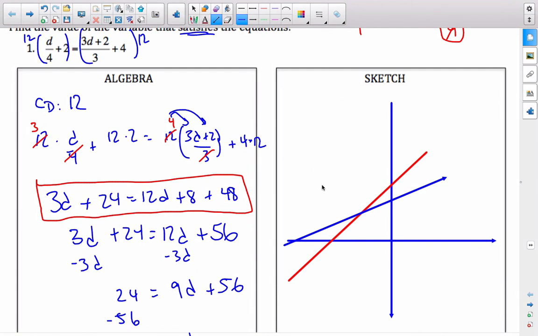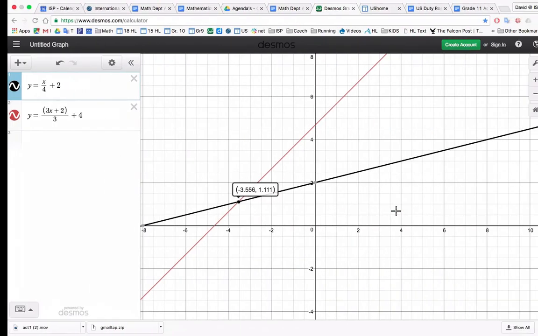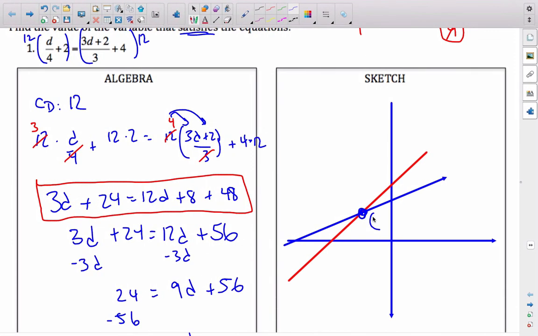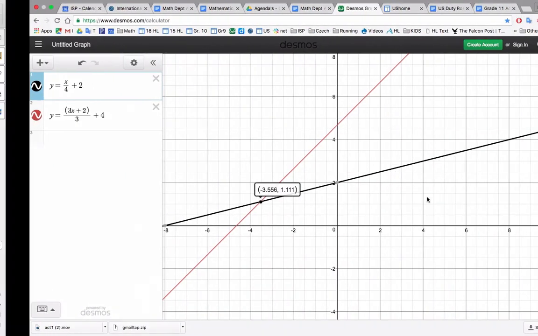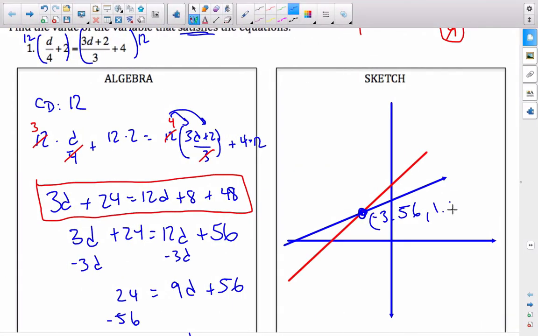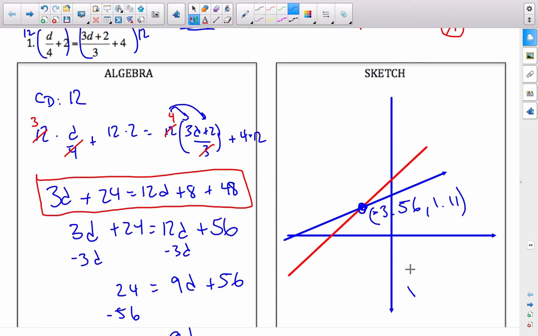Here's my intersection point. That point was negative 3.56, comma 1.11. Notice 3 significant figures means I have only 3 numbers that are counting. Okay. But is that really the same number that we got? It is. So we want to check that.